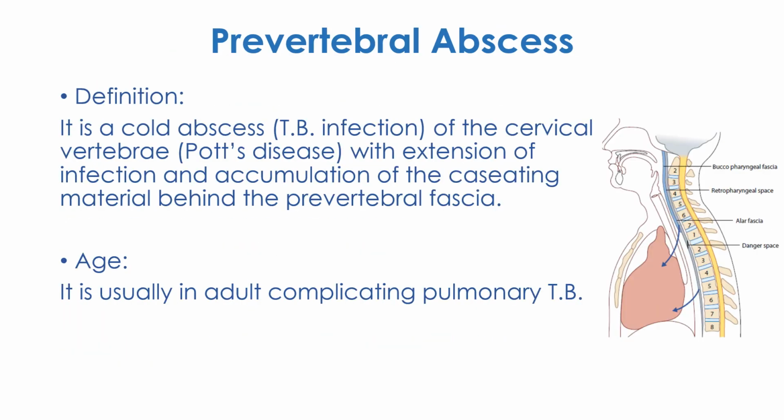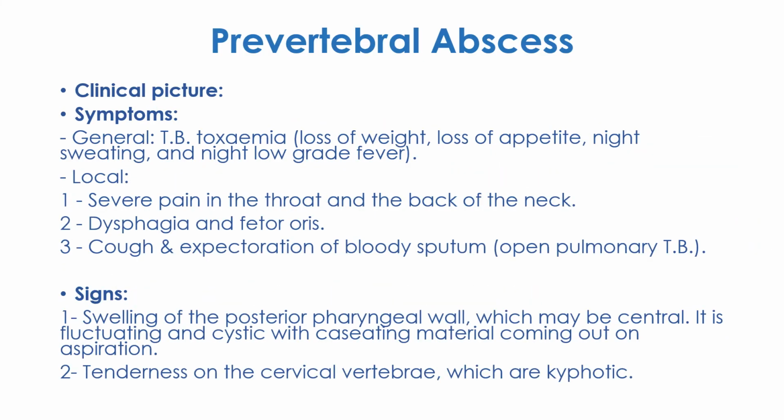Prevertebral abscess is a cold abscess or TB infection of the cervical vertebrae. It's also called Pott's disease, with extension of infection and accumulation of caseating material behind the prevertebral fascia. It usually occurs in adults complicating pulmonary tuberculosis. Symptoms: there are general symptoms of TB, toxemia, loss of weight, loss of appetite, night sweating, and night low-grade fever. Local symptoms include severe pain in the throat and back of the neck, dysphagia and fetor, cough and expectoration of blood-stained sputum in open pulmonary TB.